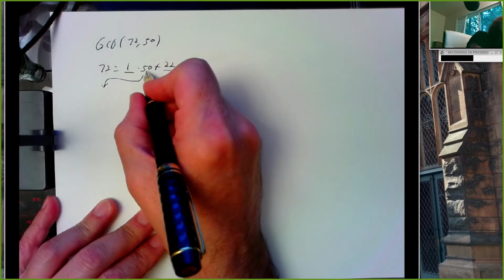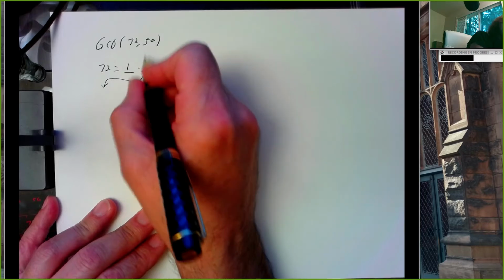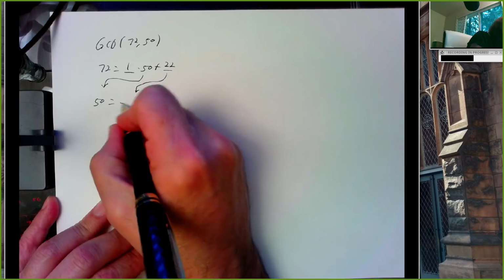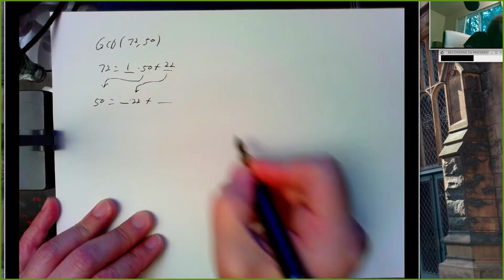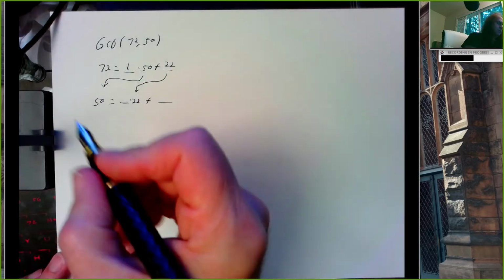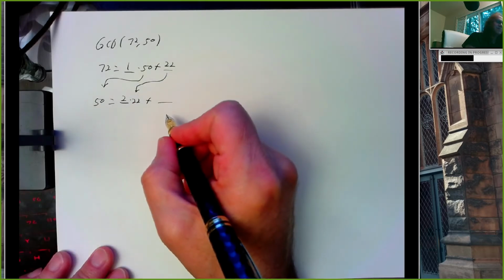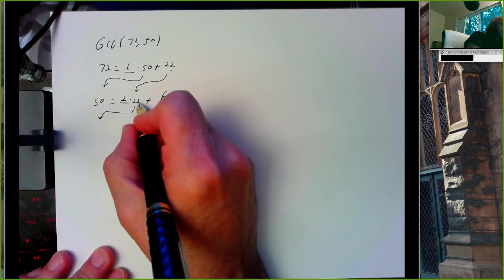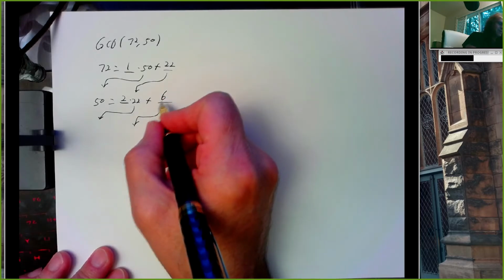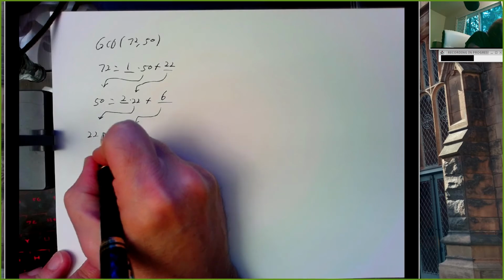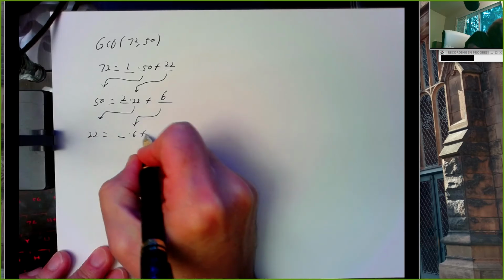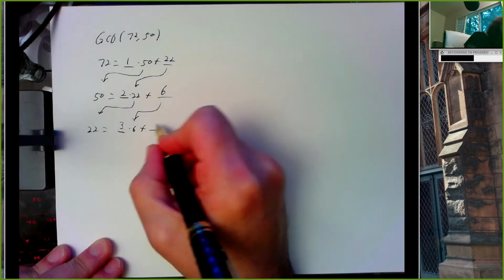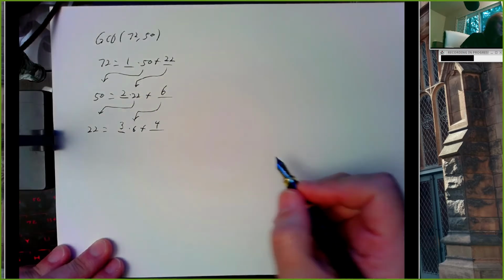And then we're going to use the second number and the remainder. We're going to say 50 equals something times 22 plus something. Well, 22 goes in twice, that gets you to 44, you've got 6 left over. We use what was the second number, 22, and this remainder for the third step. So we write 22 as something times 6 plus something left over. 6 goes into 22 3 times, and leaves you 4 left over.